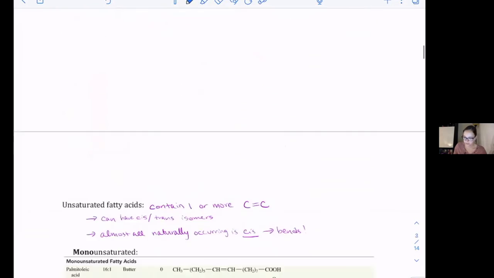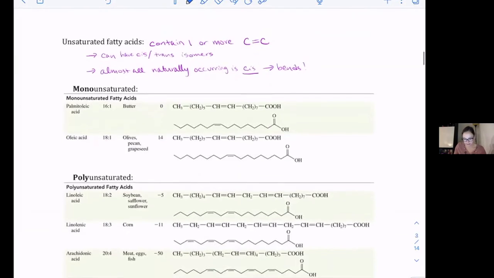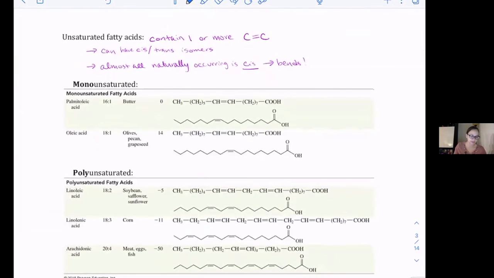Okay, continuing on, we have unsaturated fatty acids. There are 2 different types, but these are fatty acids that contain 1 or more carbon-carbon double bond. These can have cis or trans isomers. However, the most often, at least naturally occurring, are the cis isomers. And we'll talk later about how we get to the trans isomers.